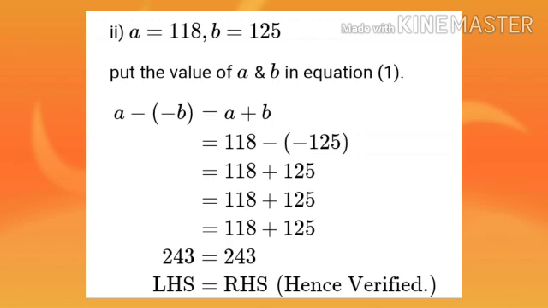Both the expressions are equal. So 118 plus 125 is 243. Therefore, a minus of minus b is 243 and a plus b is 243. Therefore, LHS is equal to RHS. Hence, verified that a minus of minus b is equal to a plus b. This is the solution for second subdivision. Next, we can move to 9th question.